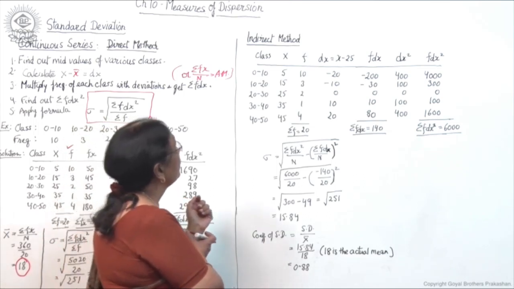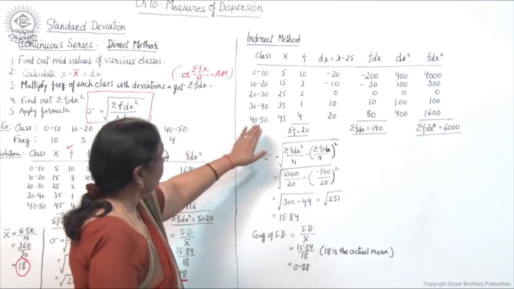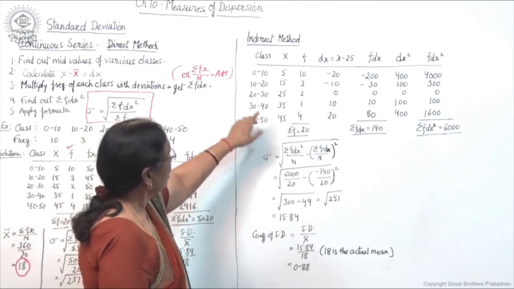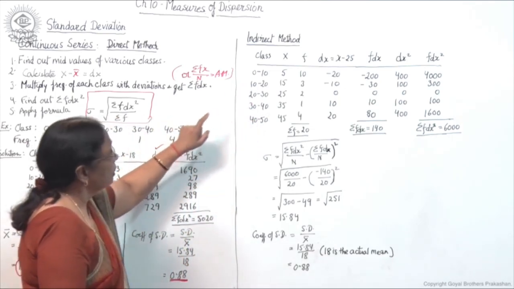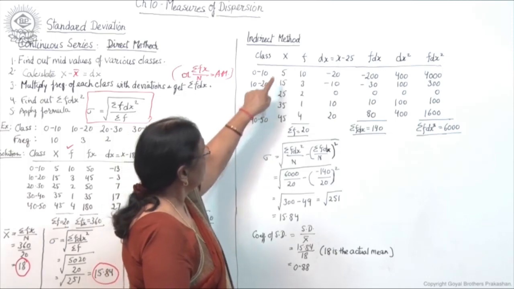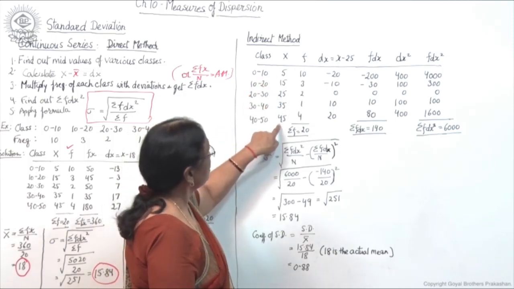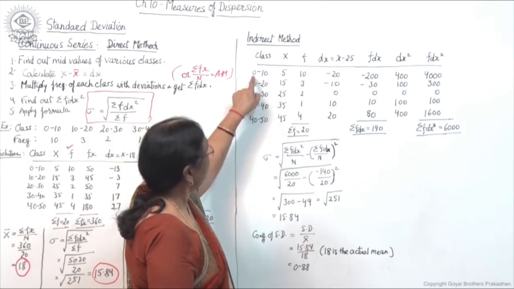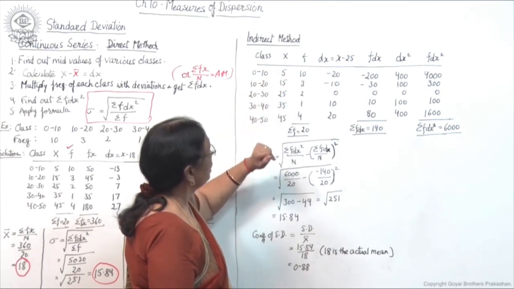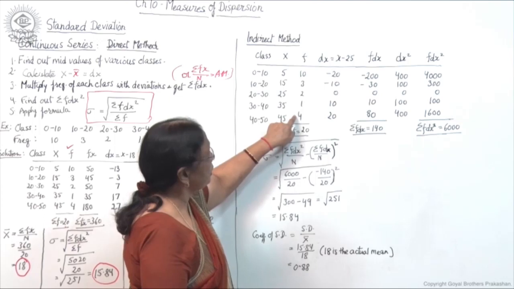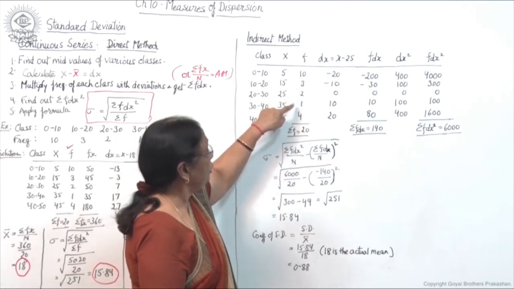Okay, let us see here the same example I have taken over here. This is the class given as it was given here, same example. Class, take out the mid values, this is x column, mid value of 0 to 10, 5, 10 to 20, 15 and so on. Then frequency you copy down in the same order, 10, 3, 2, 1, 4.